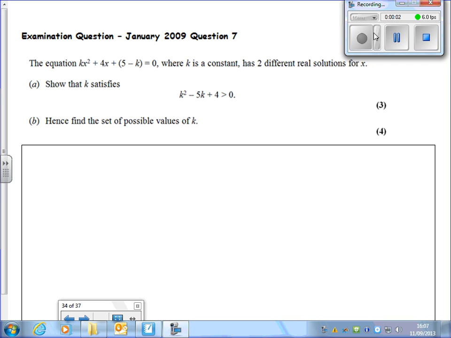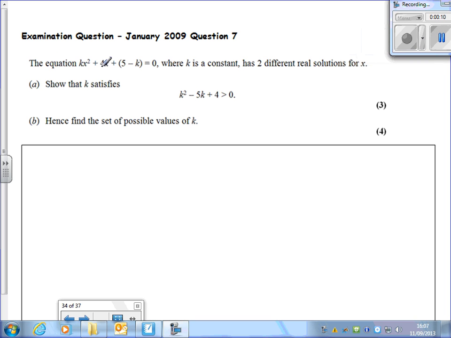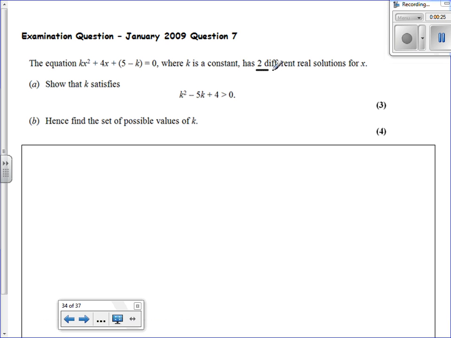C1 Quadratics exam question, January 2009, question 7. The equation kx squared plus 4x plus 5 minus k equals 0, where k is a constant, has two different real solutions for x. So reading that first bit of the question, let's underline any key information we're told. So we've got two real solutions.